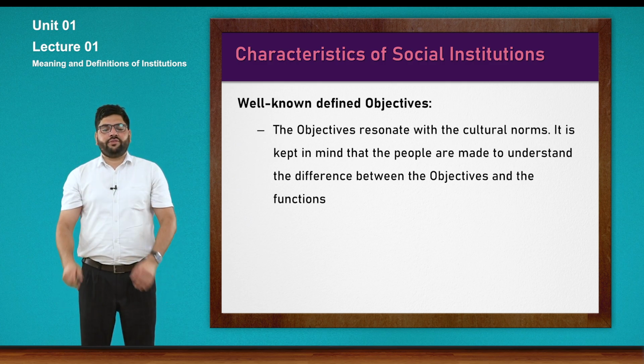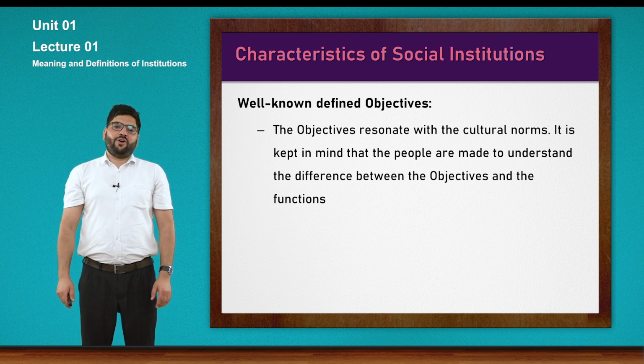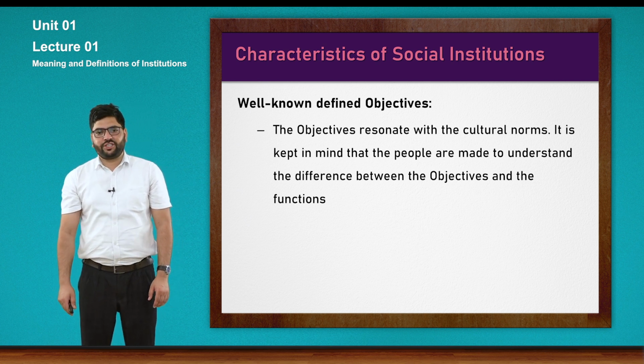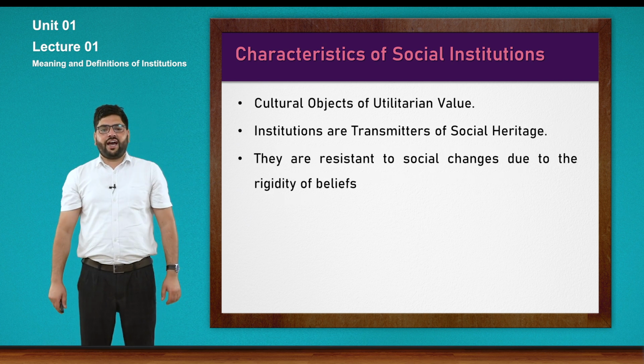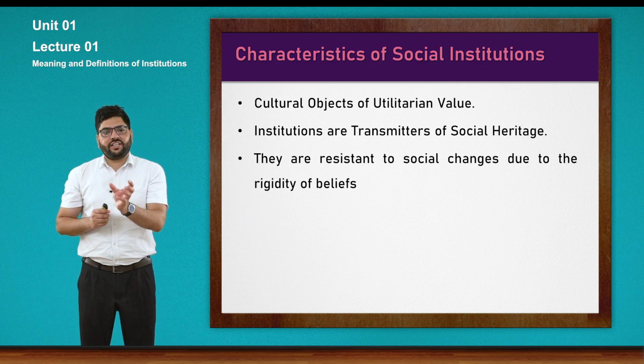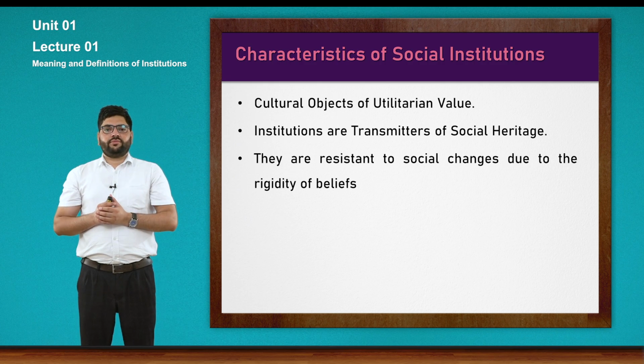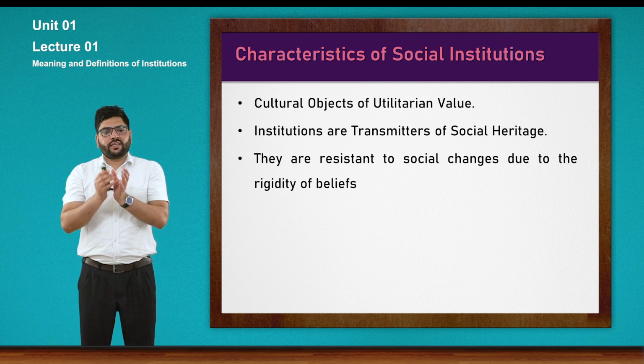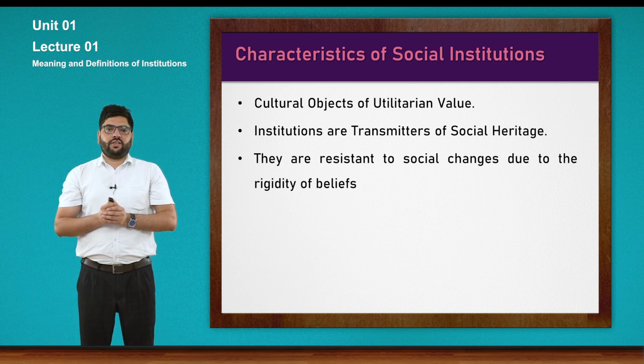Let us have a look at another characteristic of the social institution. And I am here saying that there are cultural objectives of utilitarian value. The concept of utilitarian has been derived from utility. That means the use value. So the cultural objectives of utilitarian value are there.